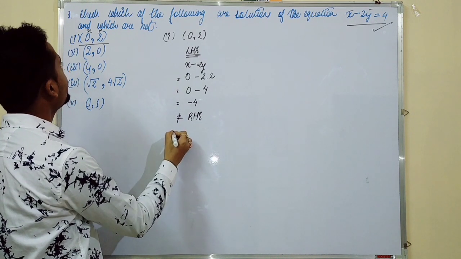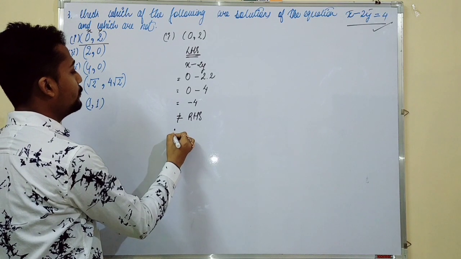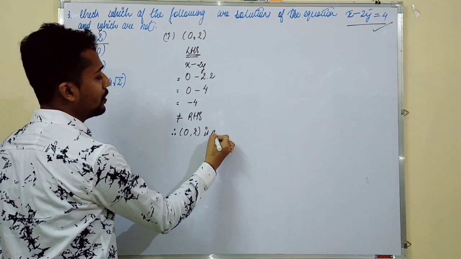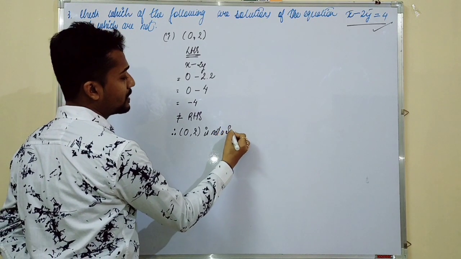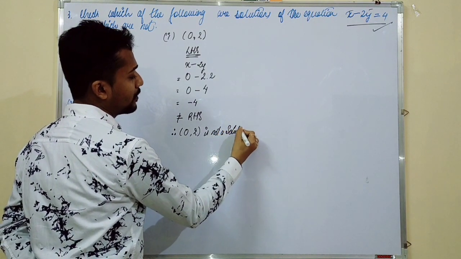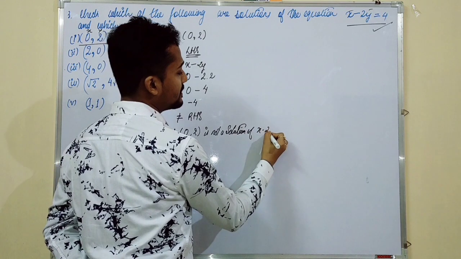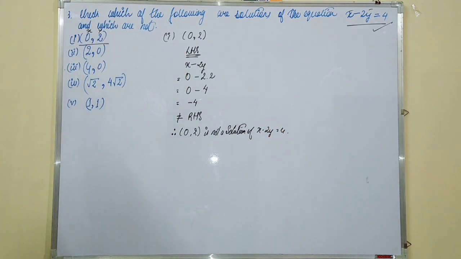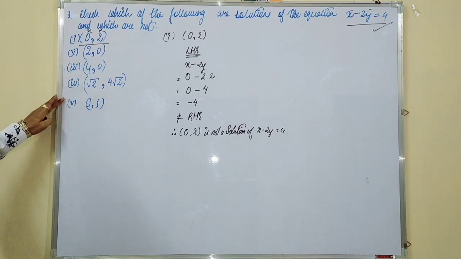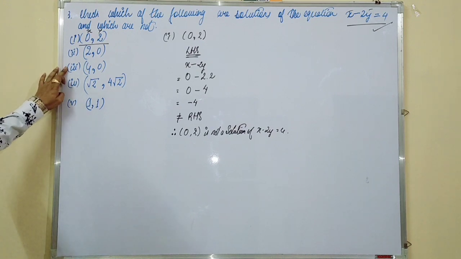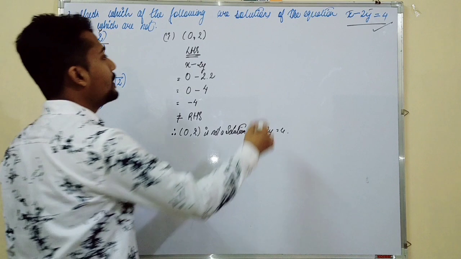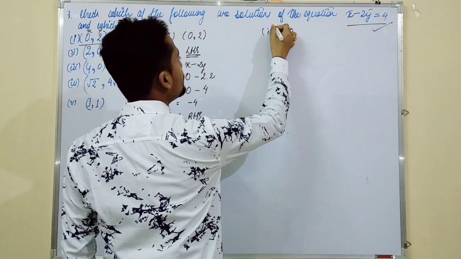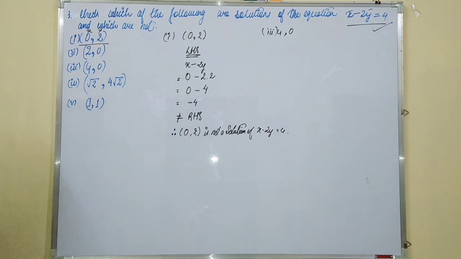How will you write? You will write in this manner: therefore, 0, 2 is not a solution of x minus 2y is equal to 4. Similarly, you can find the others. One more I will do, question number 3. What do we have? 4, 0.